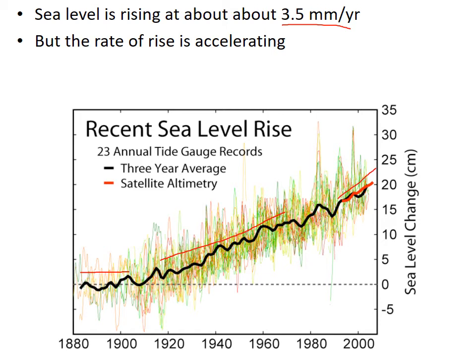So the rate of sea level rise is accelerating, which means that the amount that sea level rises per year is going up. So it might be rising 3.5 millimeters per year now, but soon it may be rising 6 millimeters per year, and that's a major concern because the faster sea level is rising, the harder it is for both humans and natural ecosystems to adapt to that rising sea level.